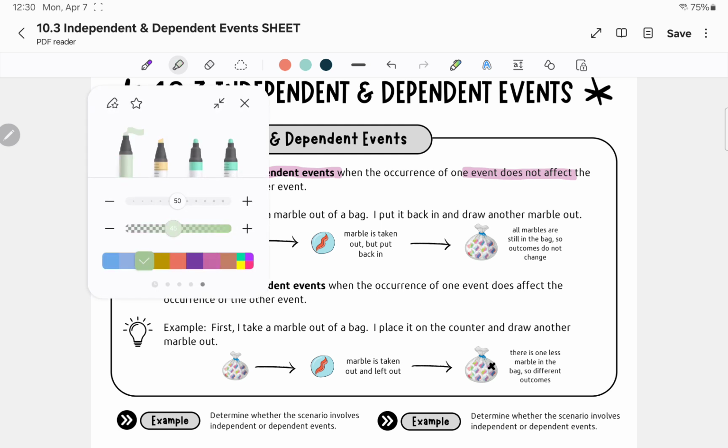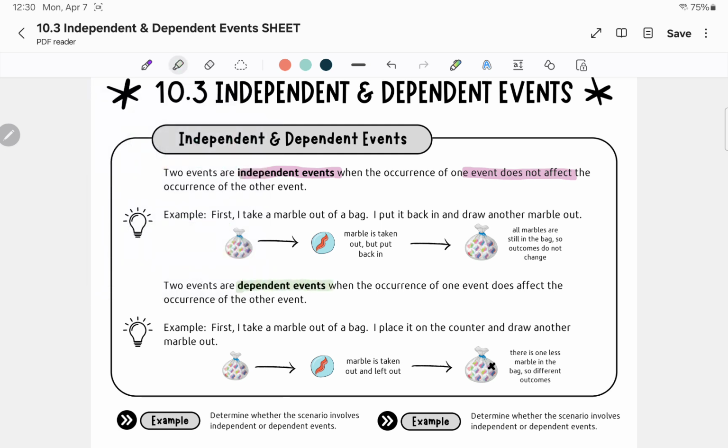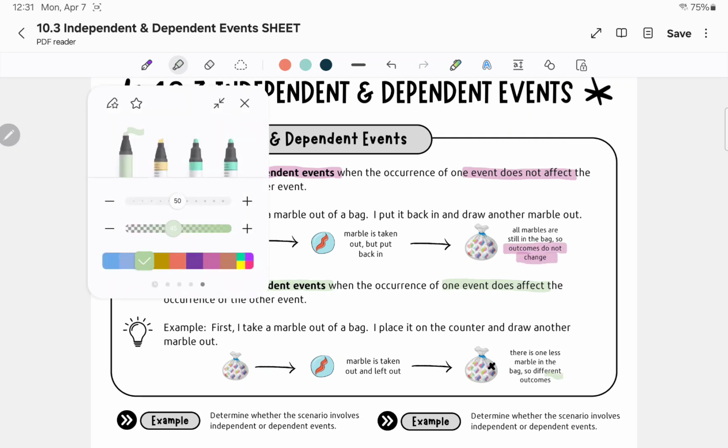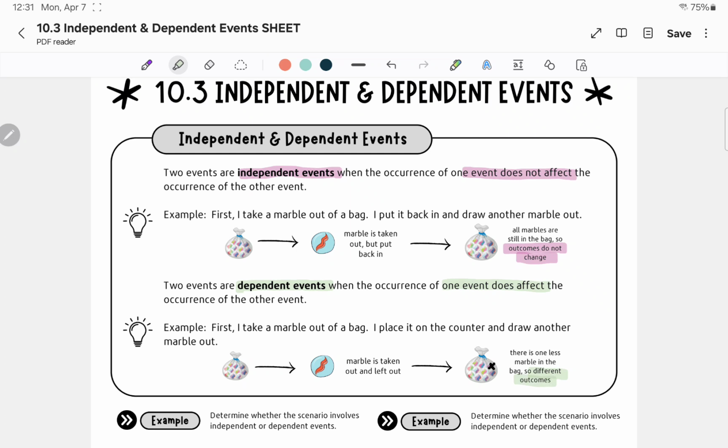But they are dependent if the occurrence of one event does affect the other. So for example, I take a marble out of a bag, I place it on the counter and draw another marble out. That means the marble is taken out and left out. This affects the bag now. There's one less marble in the bag, so there are different outcomes. So independent means basically the outcomes do not change. And with dependent, the outcomes do change, so they're going to be different.